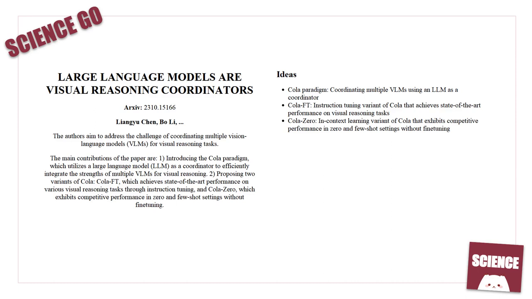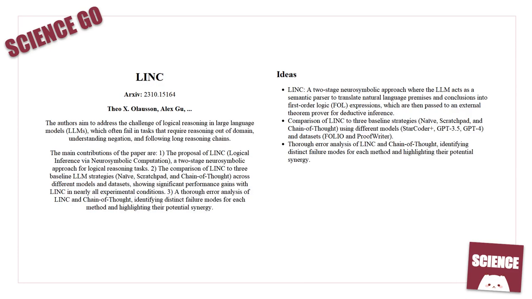This paper is important because it provides a solution to improve the performance of visual reasoning tasks by effectively combining different models. The paper LINC introduces a new approach called logical inference via neurosymbolic computation to improve logical reasoning in large language models. LLMs often struggle with tasks that require reasoning out of domain, understanding negations, and following long reasoning chains.